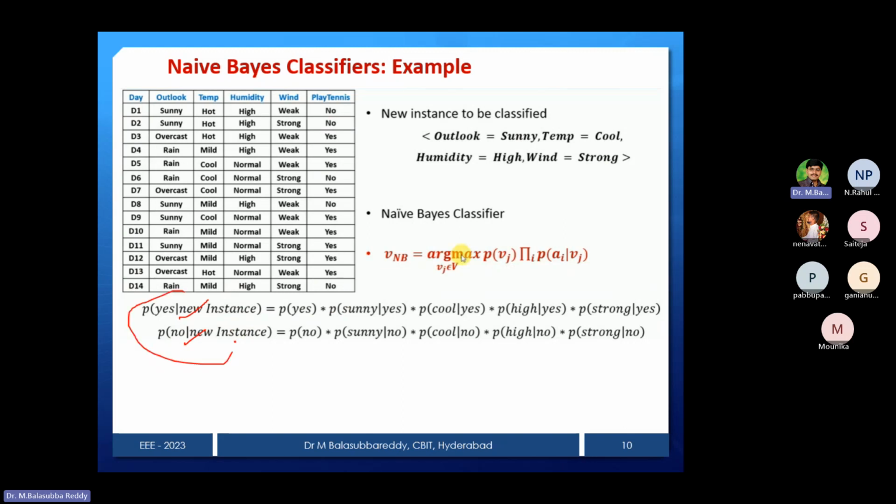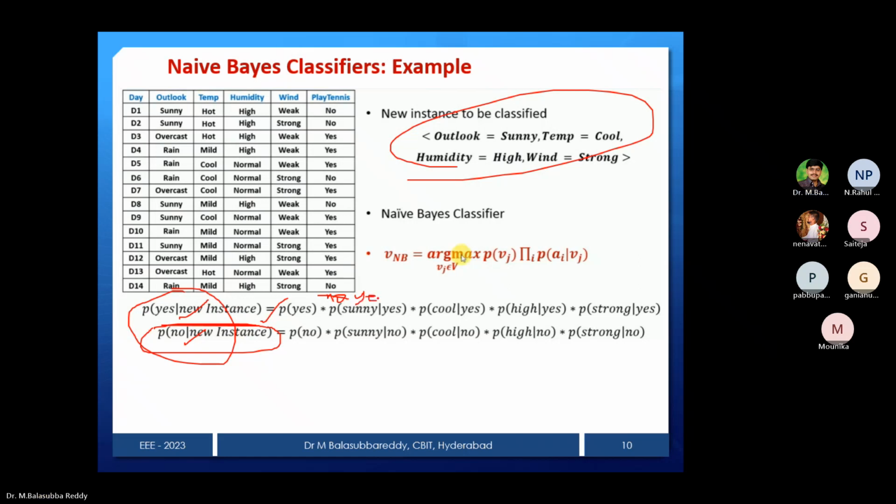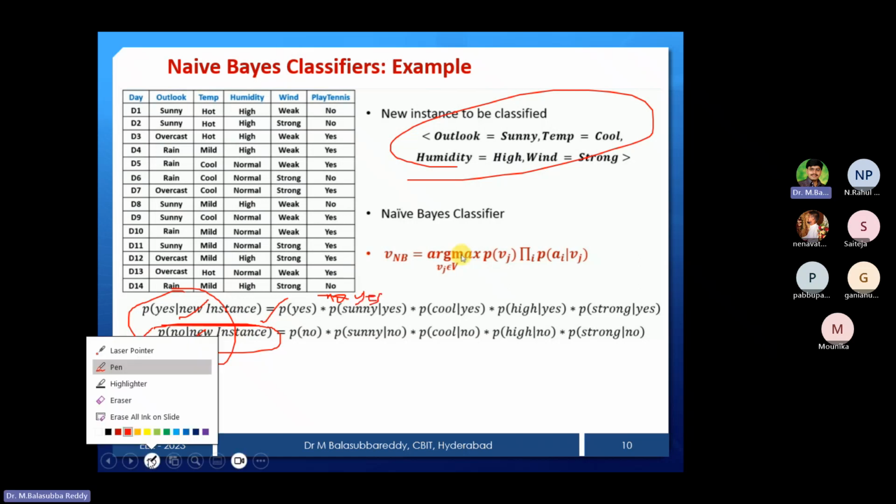You compare these two values, whichever is more, then that is your answer. Suppose if this value is more, then you can say this is the final answer for the given instance. For the given instance, I can say it is a no if this probability is more, or if this probability is more, then I can say it is a yes. So this is what we need to do.